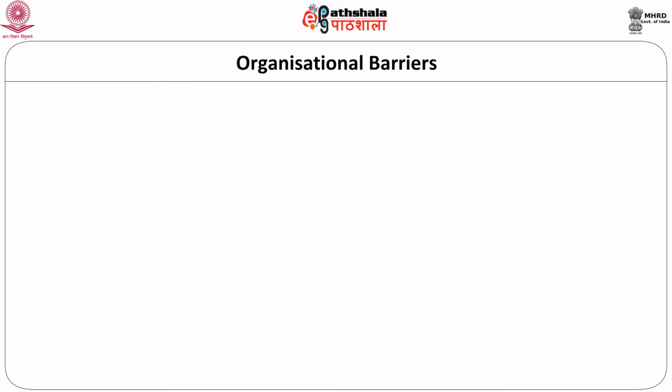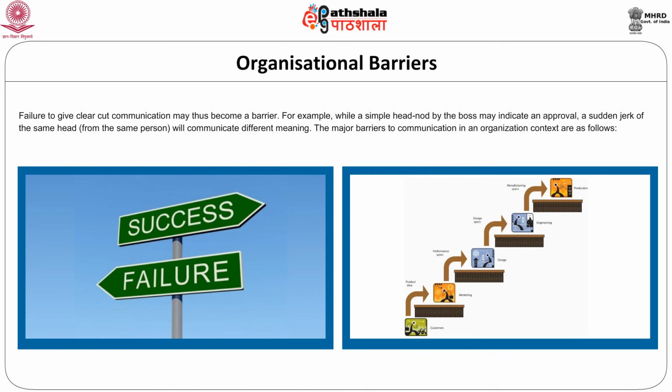And now we come to the fifth category of barriers, which is organizational barrier. The success or failure of an organization is dependent on the effectiveness of communication within the organization. When we are working in an organization, we communicate to various persons working at different levels. The communication is not so simple as to be universally understood by all. In an organizational context, it may be required to communicate different messages or instructions to different people working at different levels of hierarchy in different situations. However, it is not as easy as it may look. The failure to give clear-cut instructions and communication may become a barrier.